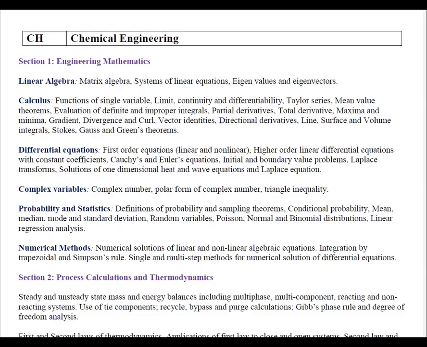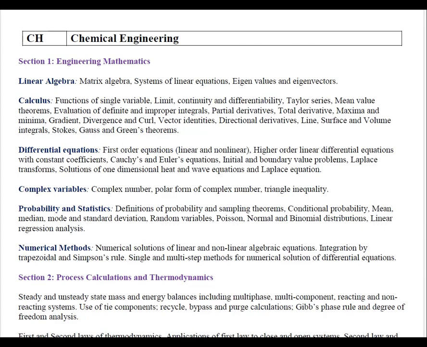Hello friends, today we will discuss the syllabus for the GATE examination of chemical engineering. Here the first section is engineering mathematics, where the first topic is linear algebra, where we have to find the eigenvalues or the eigenvectors.